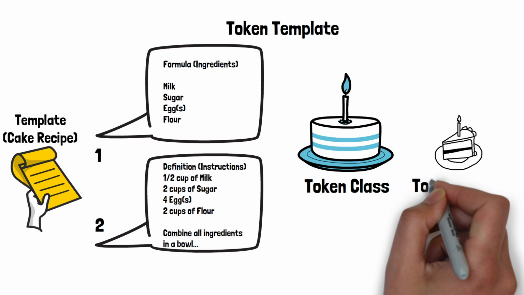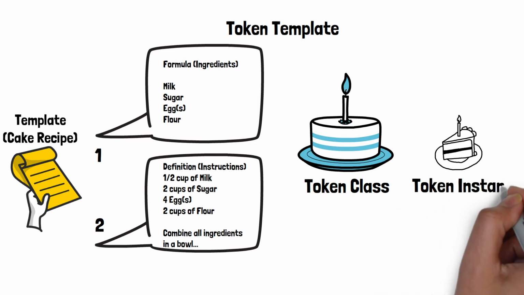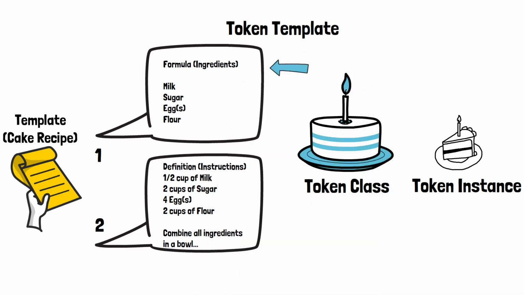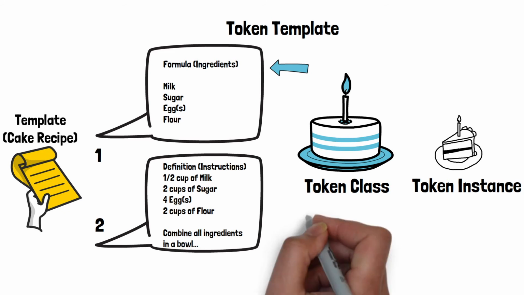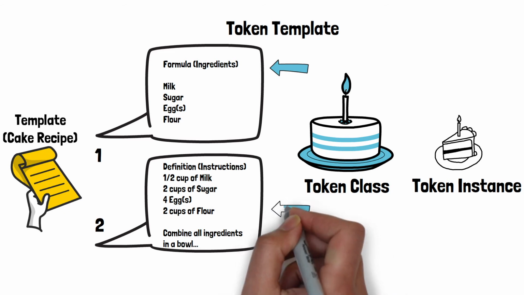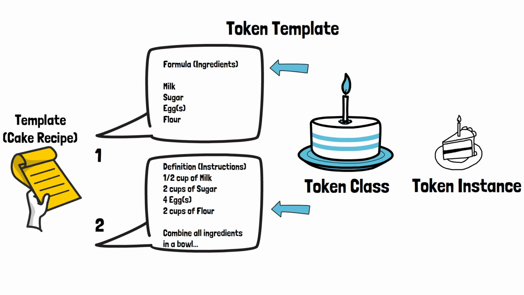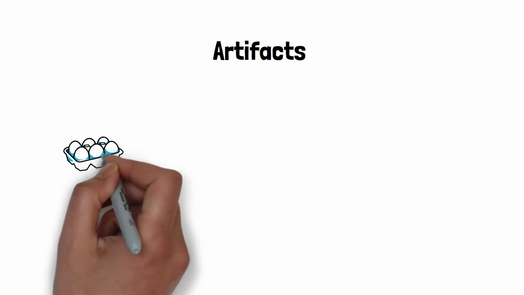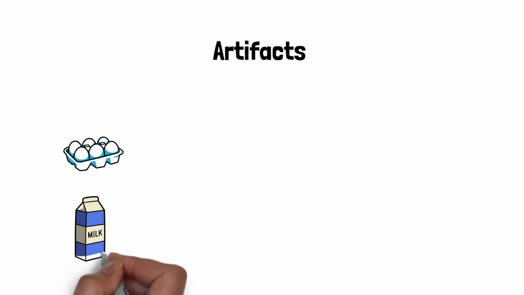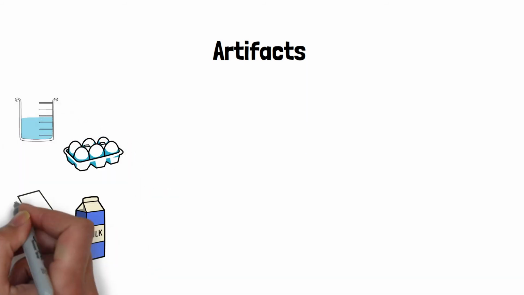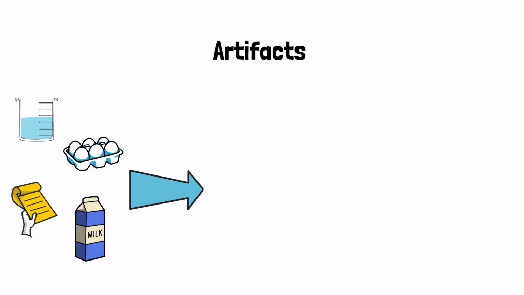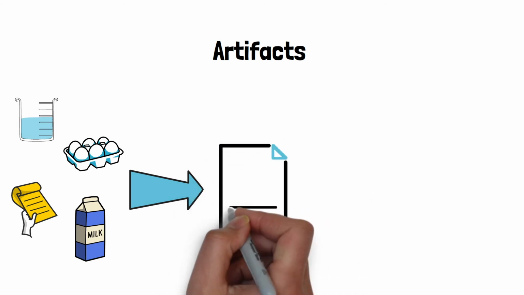So, to summarize, using the TTF, tokens are defined using a template, which is like a recipe. The template has 2 parts: a formula, which is like a recipe's ingredient list, and a definition, which are the step-by-step instructions for that recipe. Artifacts. The TTF is comprised of artifacts. All the components or ingredients used are artifacts. For that matter, templates are artifacts themselves. An artifact is just a standard way of describing something that belongs in the TTF.